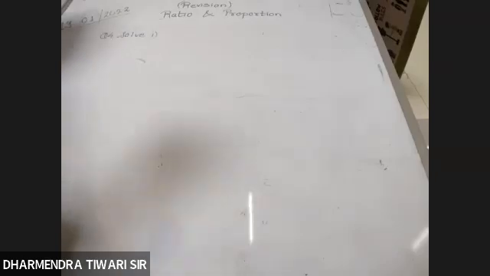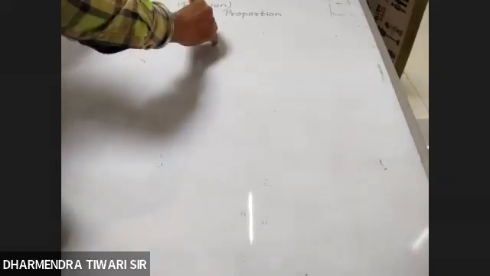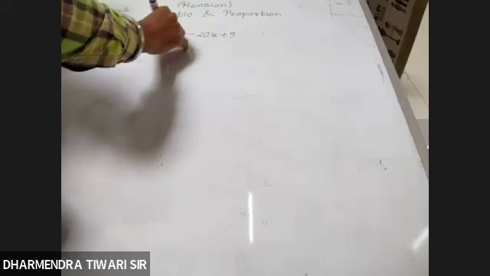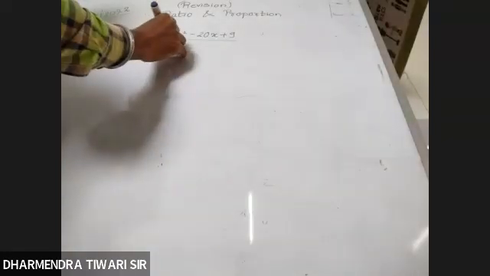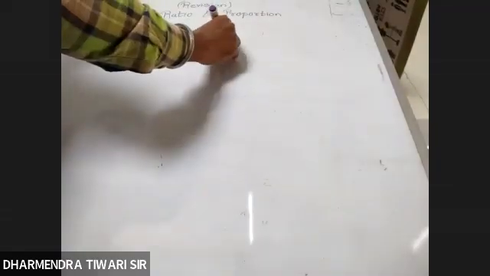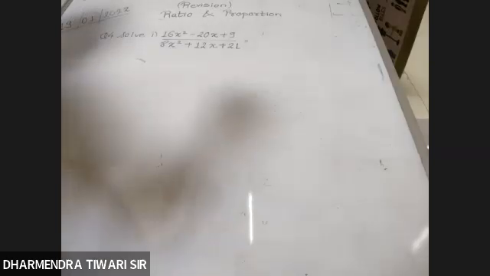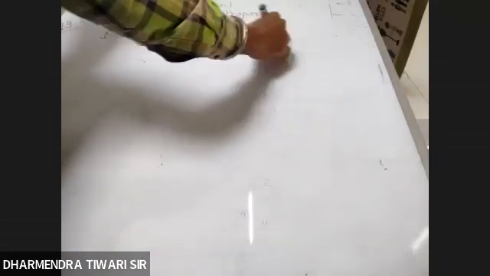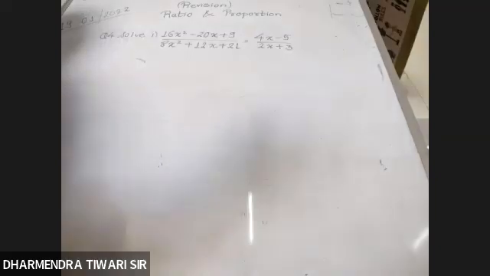First one, 16x square minus 20x plus 9 divided by 8x square plus 12x plus 21 equals 4x minus 5 divided by 2x plus 3. So this is given and they are asking us to solve this. Solve this in the sense just get the value of x.